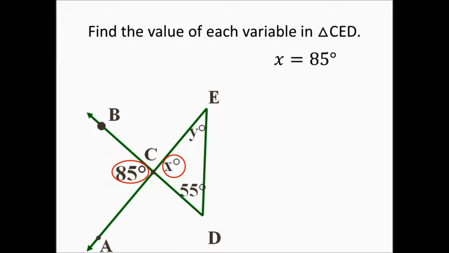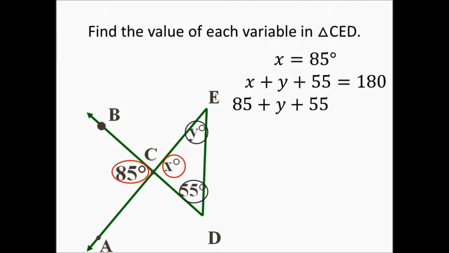Now to find the value of each variable in triangle CED, we know that x plus y plus 55 is equal to 180 due to the triangle sum theorem. We found that the value of angle x is equal to 85 due to the definition of vertical angles. So we're going to substitute 85 for x. We bring down the y, bring down the 55, and again the sum of a triangle is equal to 180.